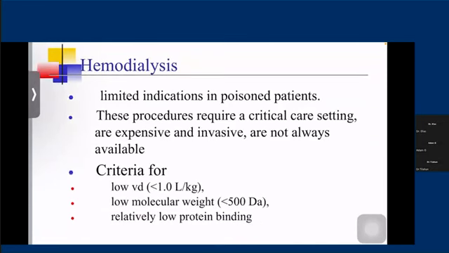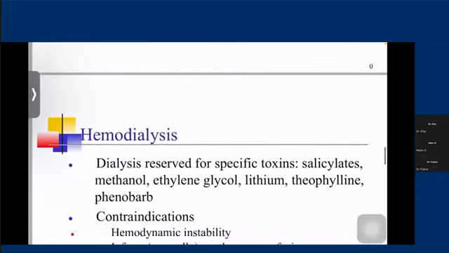Hemodialysis has limited indications in poisoned patients. Only a few medications are dialyzable. The substance should have a low volume of distribution, low molecular weight, and relatively low protein binding. Such substances can be dialyzed. Otherwise, if it doesn't fulfill these criteria, hemodialysis will be futile.